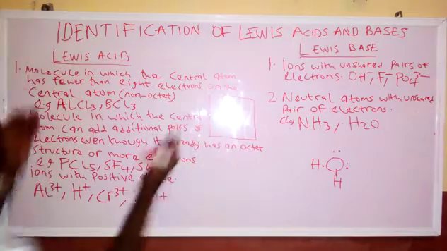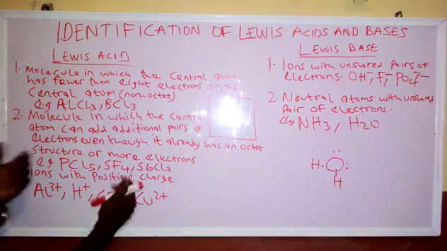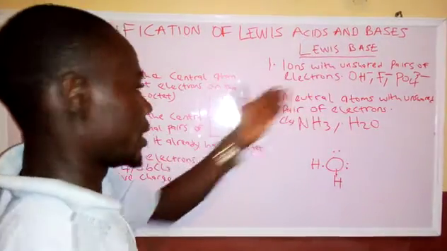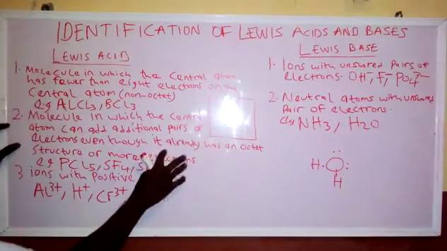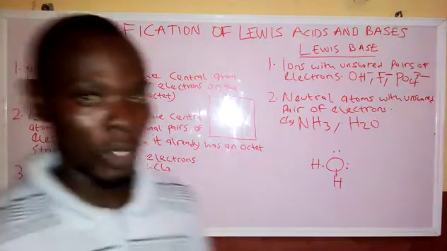So you can see, anyone with positive charge is a Lewis acid, the negative charge is a Lewis base, and so on. So the structure of PCl5 I did here, if you don't understand it, you can go and watch the video on hybridization.